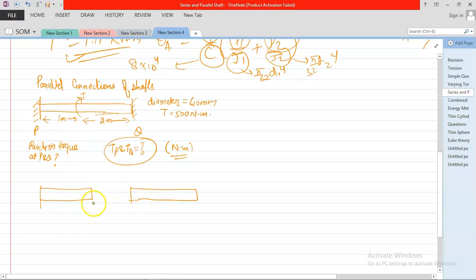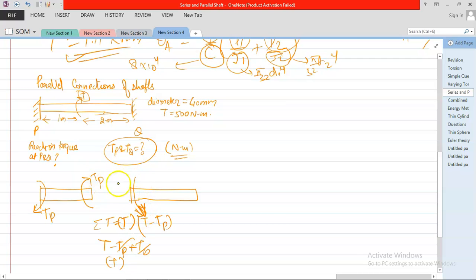So suppose the same thing. Draw the separate free body diagram. Now suppose I am applying torque TP here. For this body to be in equilibrium, another torque TP will come here. Now a net torque T is acting here. So what is the net? Sigma T at this point should be T.